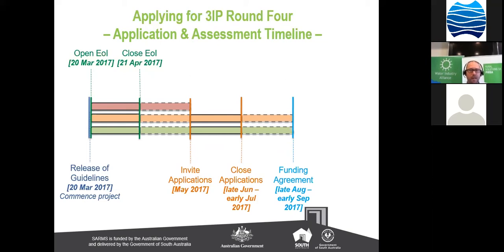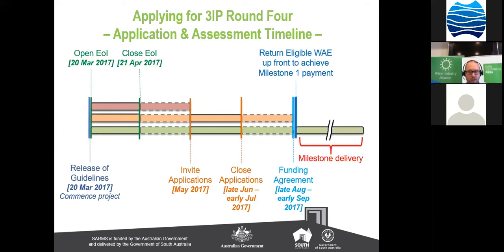And you'll see that out of those, some of those won't get through, which is the orange line. But for those green lines, the successful projects that do get through, we'll be asking for water to be returned as the first milestone, which is actually good because you get paid at that market rate of $2,850 per megalitre on return of the water to us, on transfer of the water to us. That means that you've got a bit of cash flow to get your project going. And then you get into milestone delivery, and hopefully we're all happy at the end and we have a final report sent to us and you guys can reap the benefits.